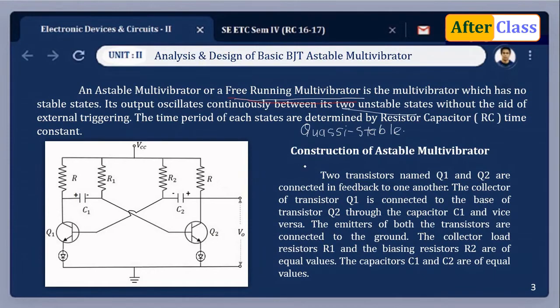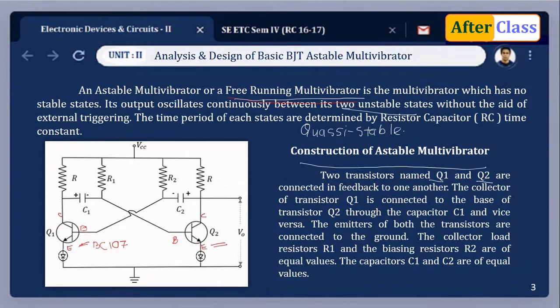Let us have a look at the construction of the stable multivibrator. It consists of two transistors, Q1 and Q2. Practically, you can make out these are NPN transistors, so we can make use of BC107 or CL100 transistors. Here is the collector terminal of transistor Q1, this is the base terminal and emitter terminal. Likewise, base, collector and emitter.